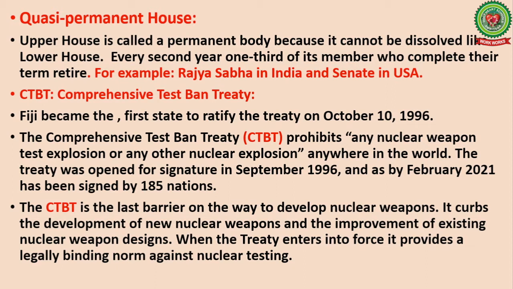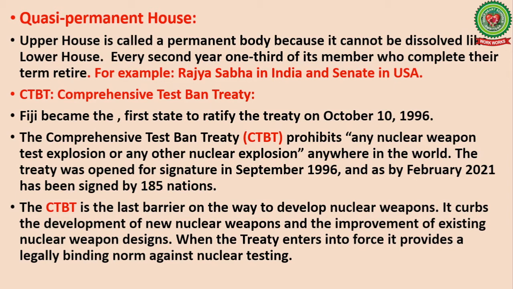The CTBT is the last barrier on the way to develop nuclear weapons. It curbs the development of new nuclear weapons and the improvement of existing nuclear weapons designs. When the treaty enters into force, it provides a legally binding norm against nuclear testing.